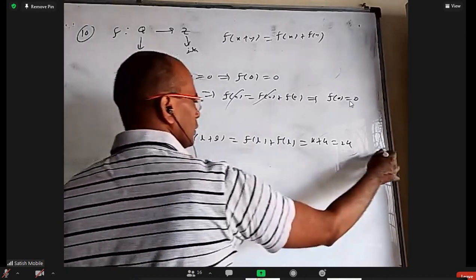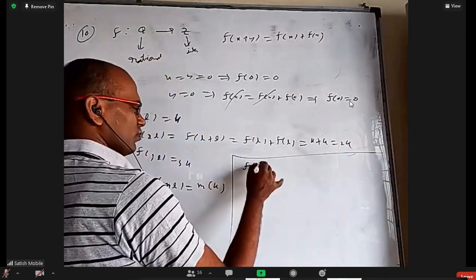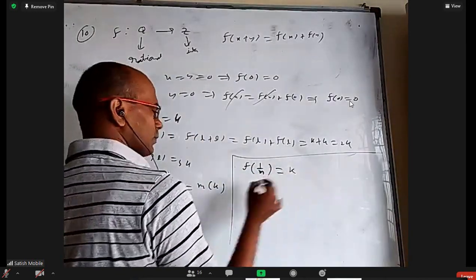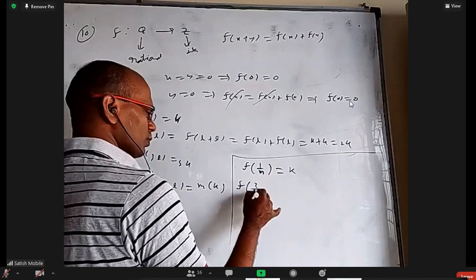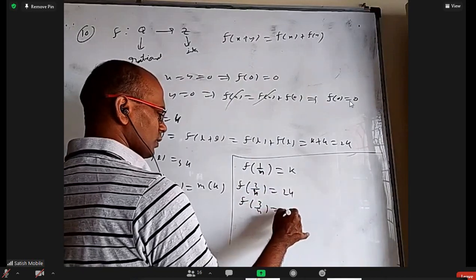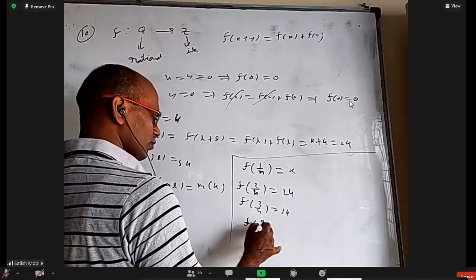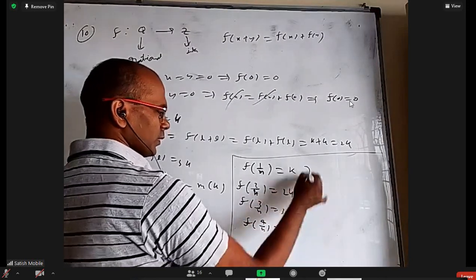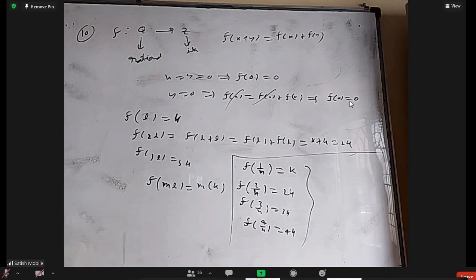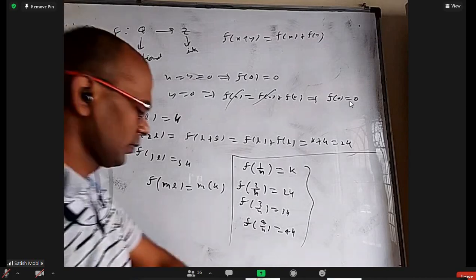So, for example, let's say f of 1 by n is some k. Then f of 2 by n will be 2k, f of 3 by n will be 3k, f of 4 by n will be 4k. But all of them should be integers. Even if I take fractions, not that we will get.